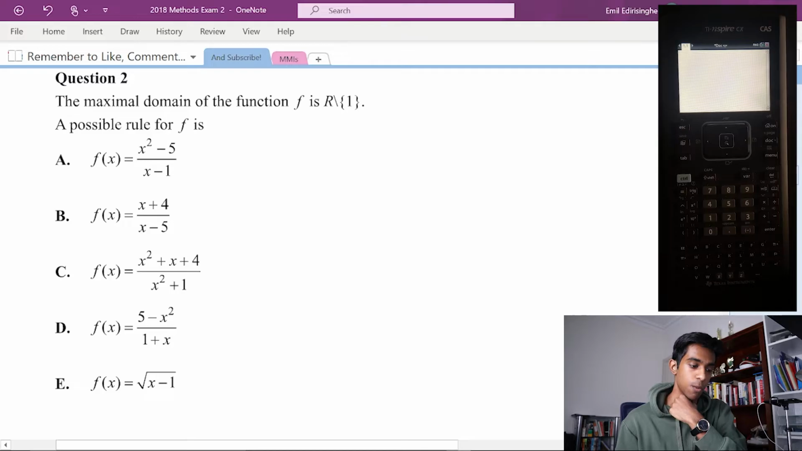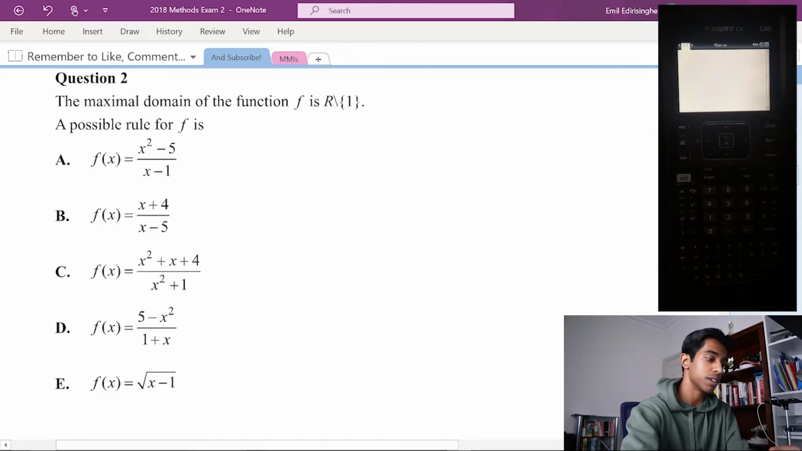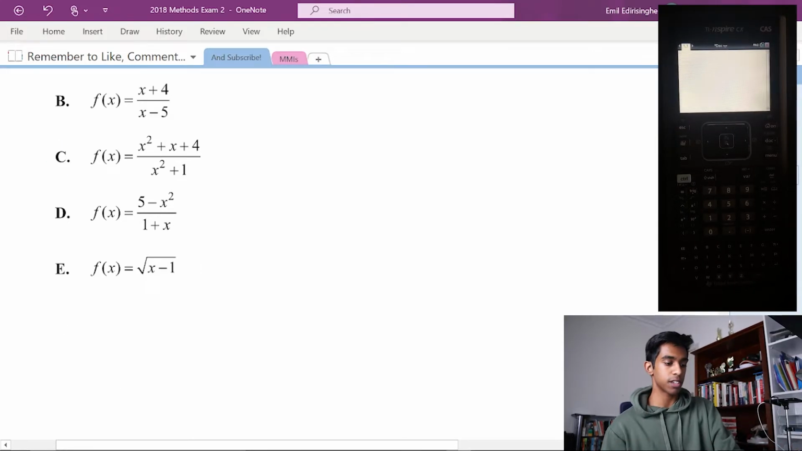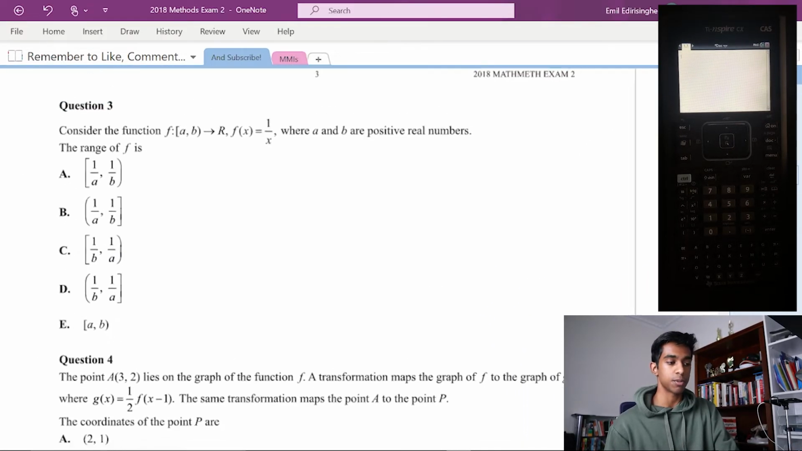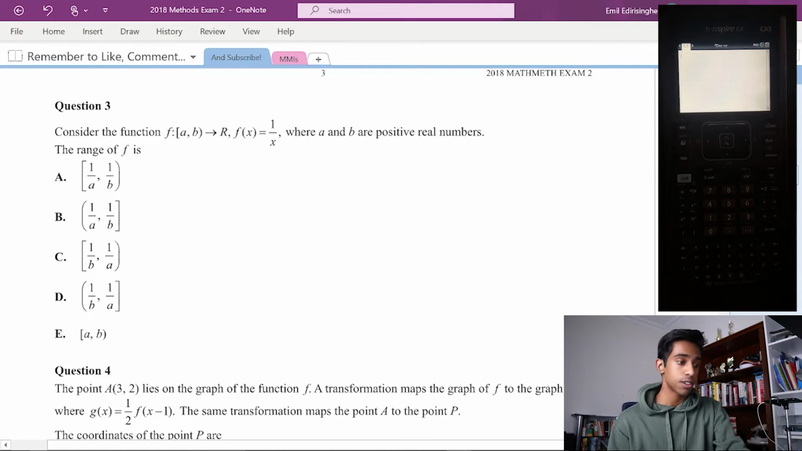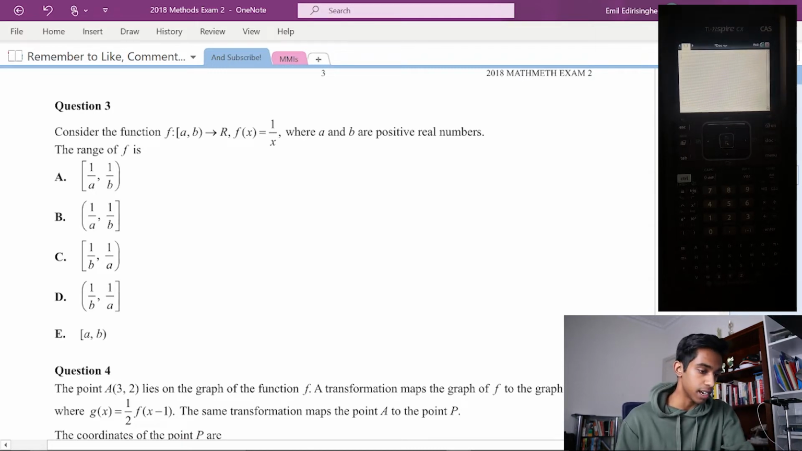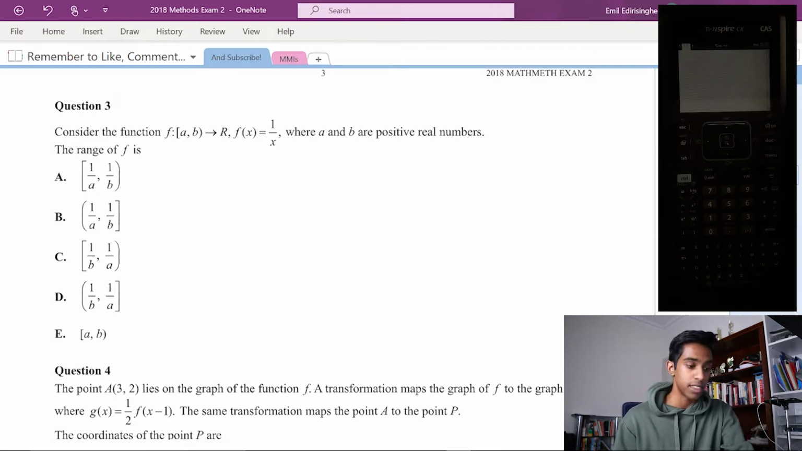Our next question asks us to find the maximal domain of the function, where f is all real numbers except for 1. Because it's all real numbers except for 1, I know that most likely it's going to be an x on the bottom of the fraction, so that's probably going to be A. For these questions, I don't even have to do that many calculations because the answer is pretty much given in the question itself.